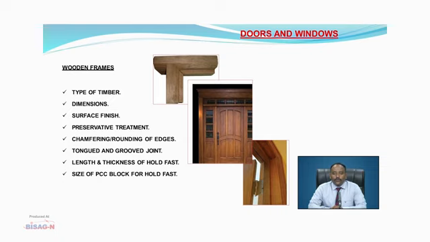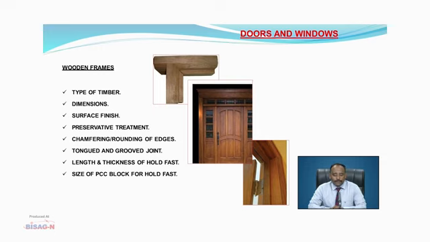The quality of wooden frames and the type of timber used play a major role in this. Its dimensions, the surface finish which the user requires, and what is specified in the contract agreement have to be catered for. Their preservative treatment has to be carried out well in advance so that there is no issue of termites later on. Also, the chamfering and rounding of the edges has to be looked into. The type of joint, whether tongued or grooved, has to be checked. The length and thickness of holdfasts, and also the size of PCC blocks required for the holdfast, have to be checked well in advance.